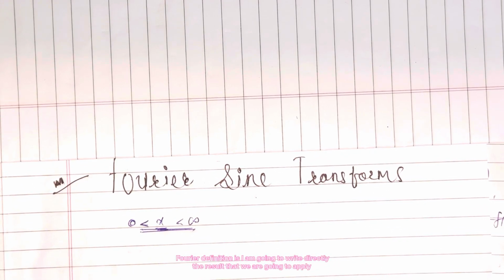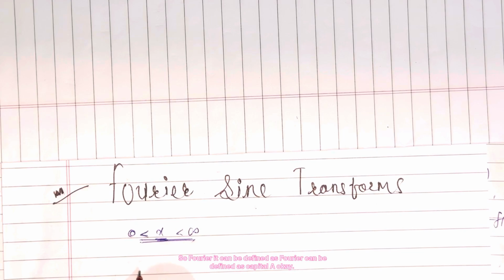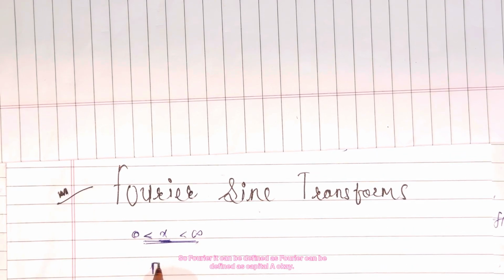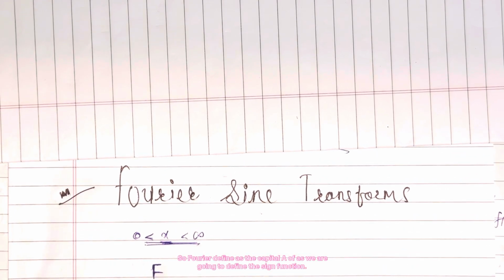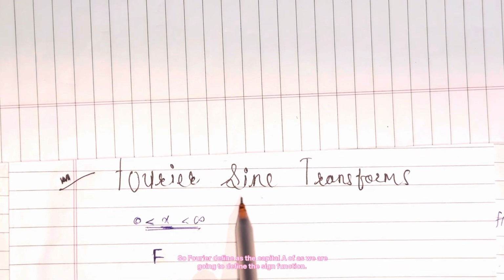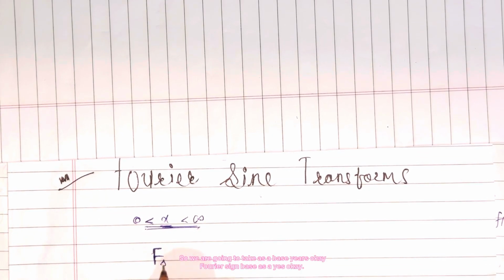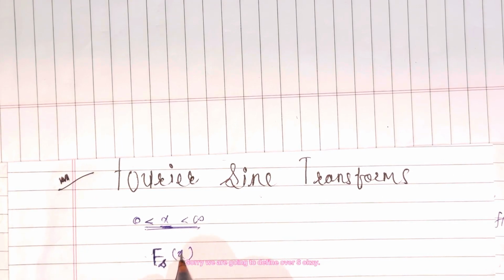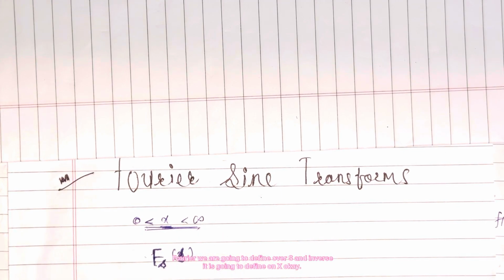I'm going to write directly the result that we are going to apply in our examples. The Fourier sine transform can be defined as capital F. As we are defining the sine function, we take the base as s, so F sub s, and we define it over s. The Fourier transform is defined over s, and the inverse is defined over x.